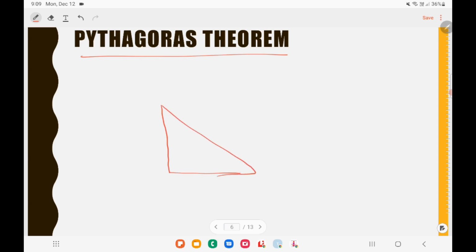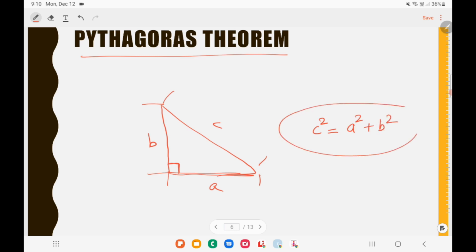So let's assume a right angled triangle. This is the right angle. This is 90-degree, and the Pythagoras theorem states that if this side is A, the length of this side is B, and the length of the hypotenuse is C, then C square, that is the square of hypotenuse, is equal to the sum of the squares of the other two sides, that is A square plus B square. So this is the Pythagoras theorem, and the numbers that satisfy the Pythagoras theorem are known as Pythagorean triplets. I'll give you some examples. C square is equal to A square plus B square.